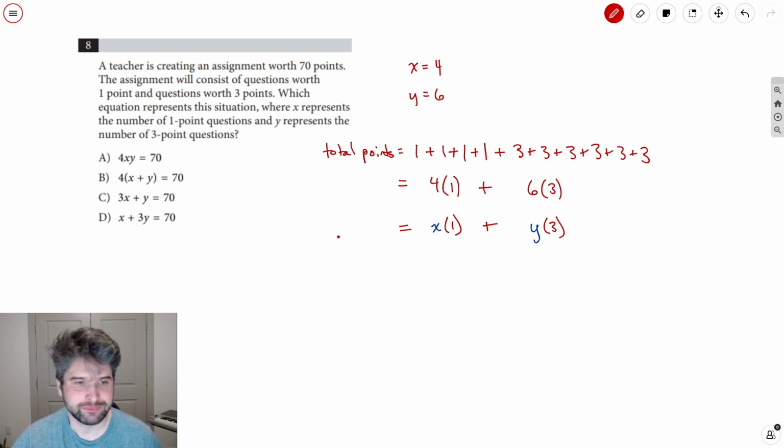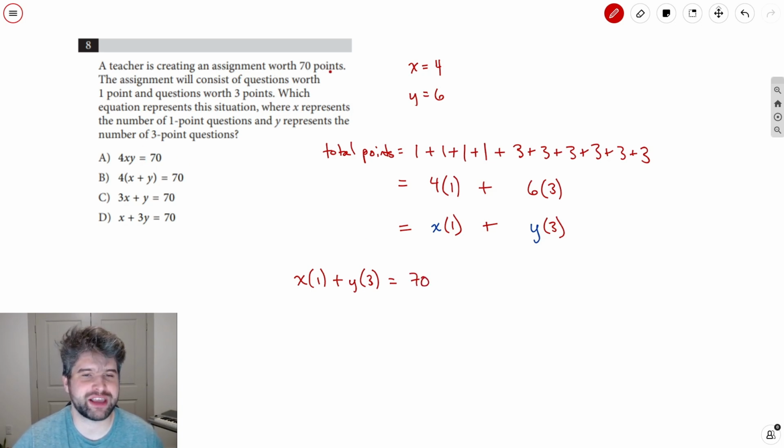All right, that's good. And we know that the total number of points is equal to 70. So we could just write this equals 70. X times 1 plus y times 3 equals 70. That's because the assignment is worth 70 points. That's this other piece of information that they're telling us. All right, but if you look at the answer choices, it doesn't look like any of them immediately. So we've got to manipulate it a little bit to make it look like one of these.